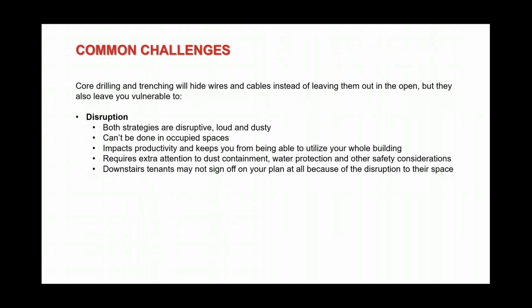So both of these situations that I just explained are typical, traditional, what happens all the time. They're disruptive, they're loud, they're dusty. You cannot do it in your occupied space. You're going to have to allocate resources to do it on the weekend or evening after hours. It makes a mess out of the place. It impacts the productivity because it's literally changing your building. You have to be careful of all the dust, the water, safety.